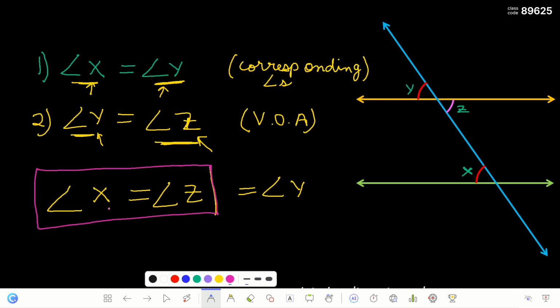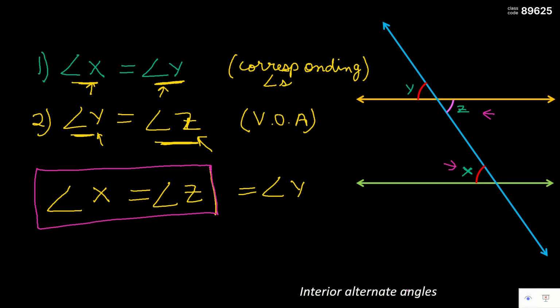Now, what is angle x and what is angle z? This is angle x and this is angle z. So I've just concluded that these two angles are equal. Now, what were these two angles? Angle x and angle z. They were interior alternate angles, and therefore I can conclude that interior alternate angles are equal. That's what I just established in this video.